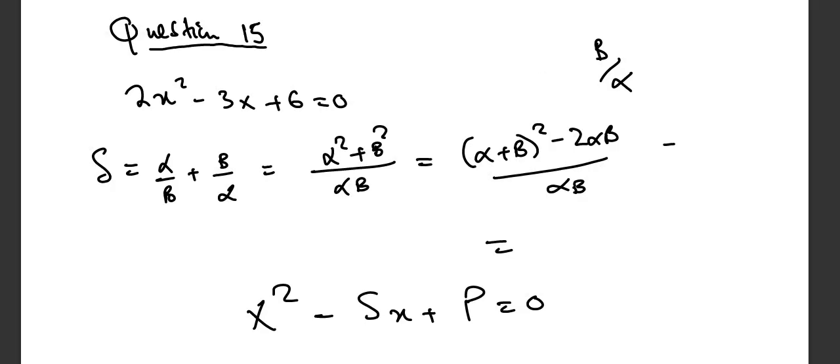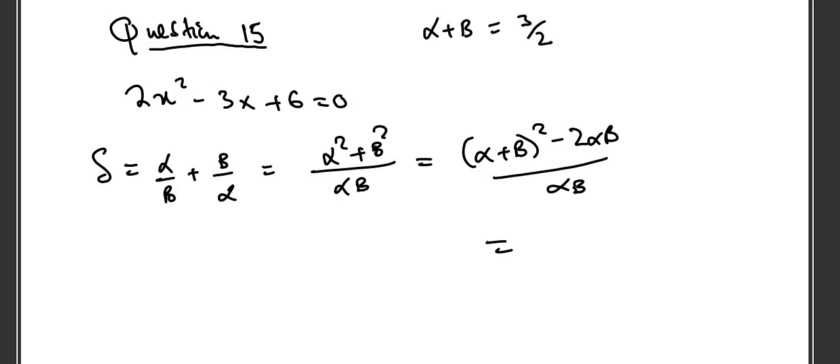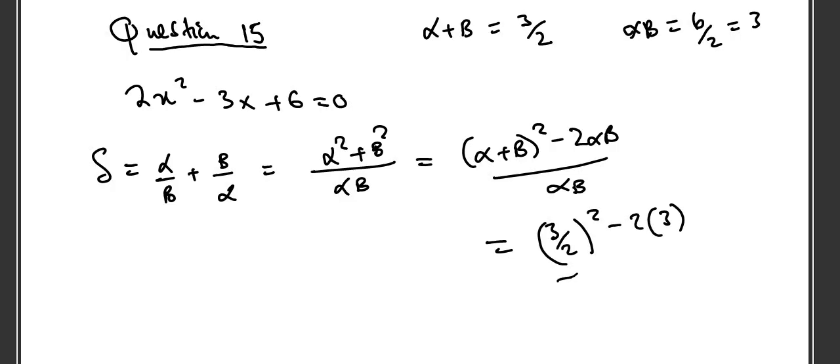The reason why we always have to use these replacements is because the only thing that we know is alpha plus beta and alpha times beta. So alpha plus beta is simply going to be your 3 over 2, right? Your negative b. So b is already negative, so we're negating it again, so it becomes positive. Then you know your alpha times beta is just going to be your c over a, which is simply going to be 3. So we can do our replacements. This is going to be 3 over 2 squared minus 2 times 3. Then down, you're simply going to get your 3.